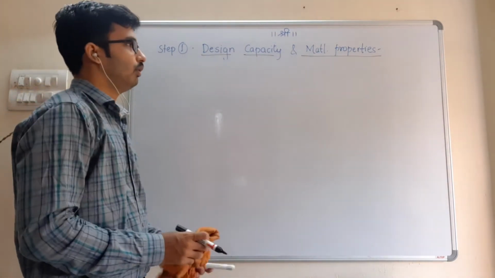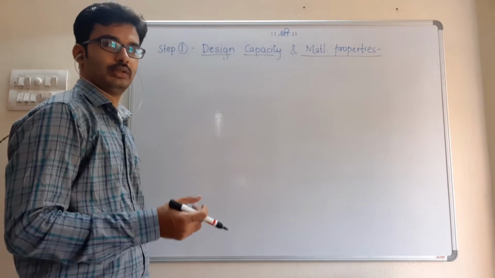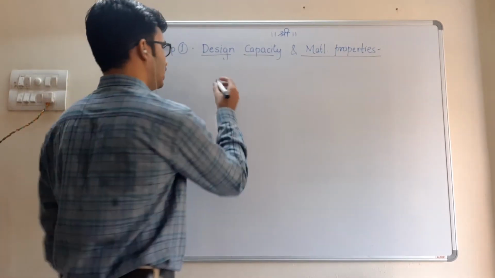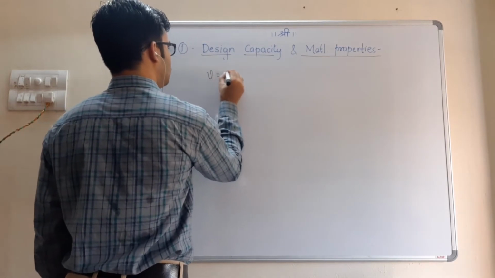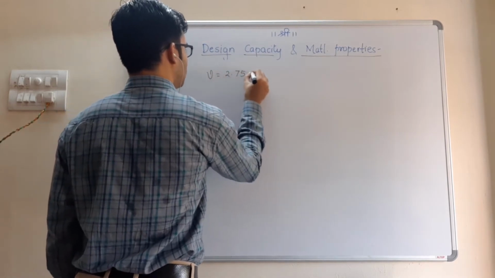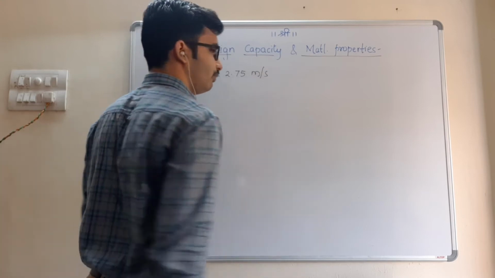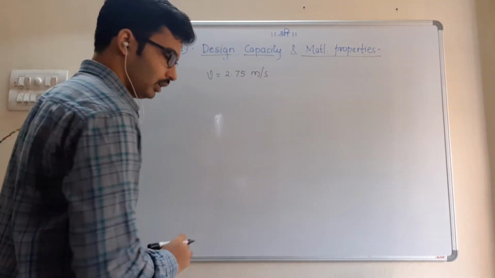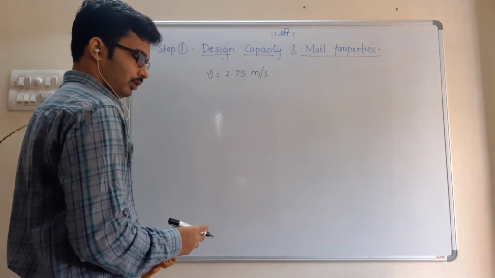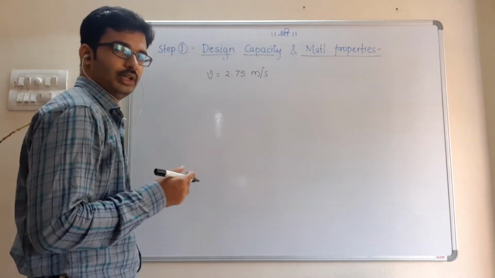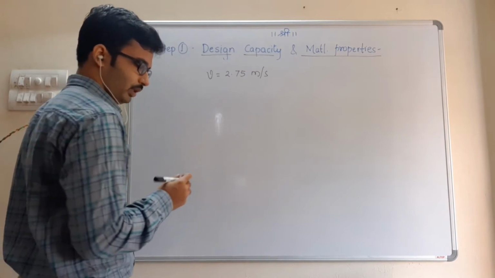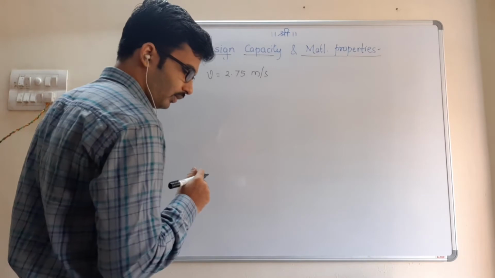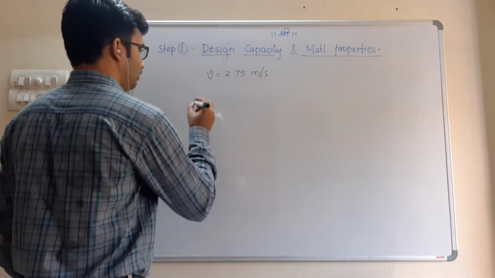Now our belt width is fixed and the maximum permissible velocity is known to us as V equal to 2.75 meters per second. But we have to find out the actual speed of the belt for the given problem statement. So let us now calculate V actual. We will again use equation number 1 only. So what is that equation?